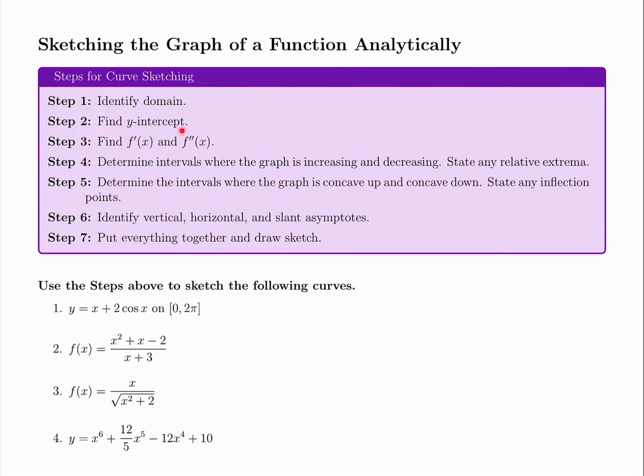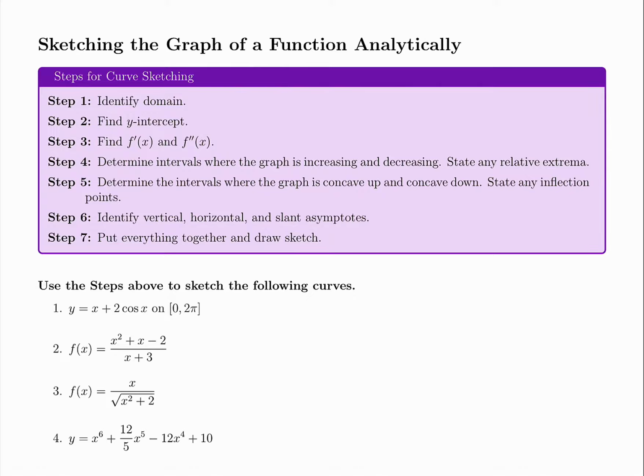Then we'll find our y-intercept. That just gives us a nice point we know will be on our graph. We'll then find f prime of x and f double prime. We need those derivatives for steps 4 and 5, where we determine the intervals where the function is increasing and decreasing, finding relative extrema, and where it's concave up and concave down, and find any inflection points. Step 6, we will find any asymptotes that we may have, vertical, horizontal, or slant, and then we'll put everything together and draw a sketch.